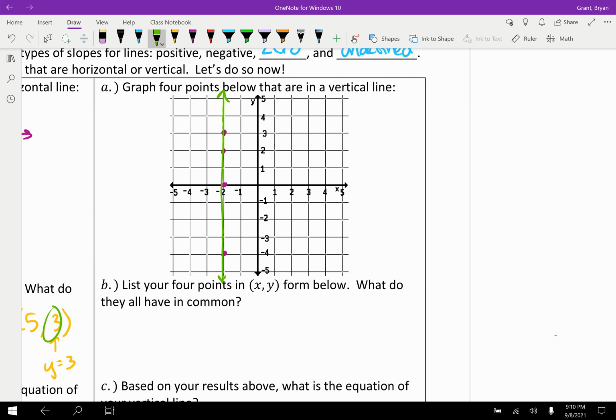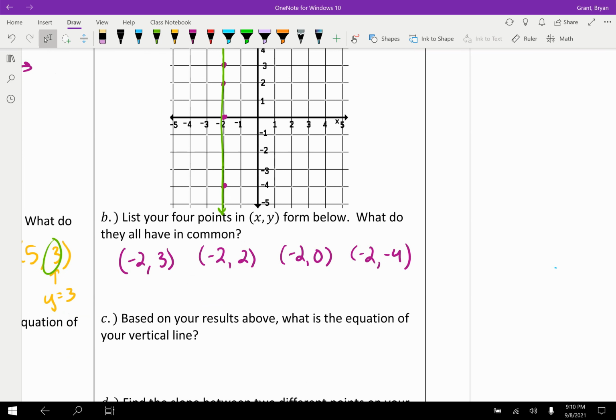I put 4 points, list the coordinates. I'll start at the top. That is over 2, up 3. This next one is over 2, up 2, to (-2, 0), and the last one is (-2, -4). Okay, what do all of those have in common?